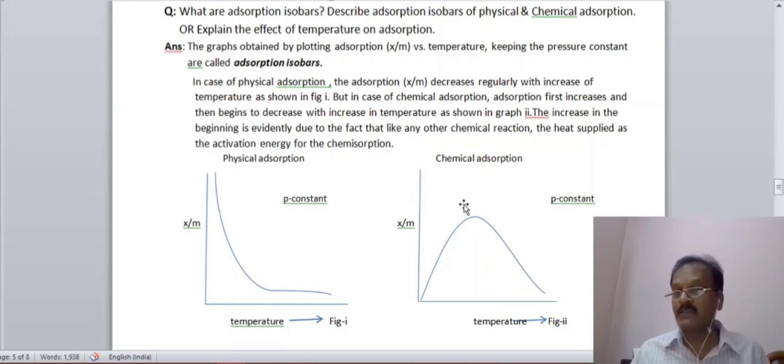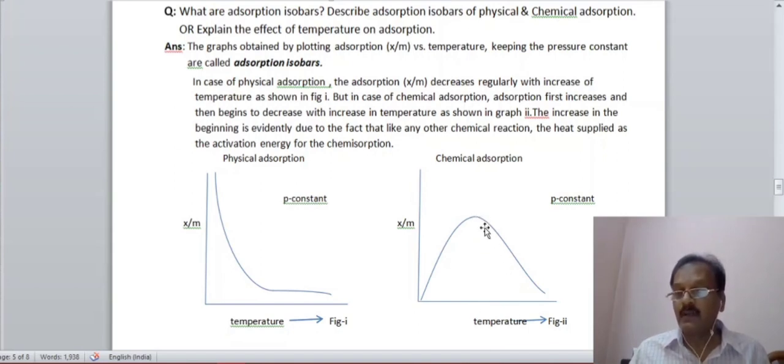Whereas in chemical adsorption, the amount of adsorption, or x upon m value, first goes on increasing. It reaches a maximum and with further increase in temperature it goes on decreasing. When you look at these two graphs, they are found to be entirely different. As you increase the temperature in chemical adsorption, the reactant molecules slowly gain the activation energy, and when they reach the minimum energy required to get adsorbed on the surface of the adsorbent, the adsorption is at its maximum. At this temperature the molecules get adsorbed.